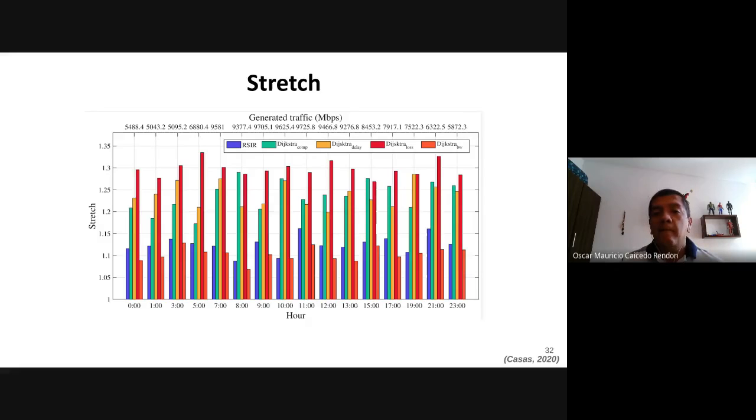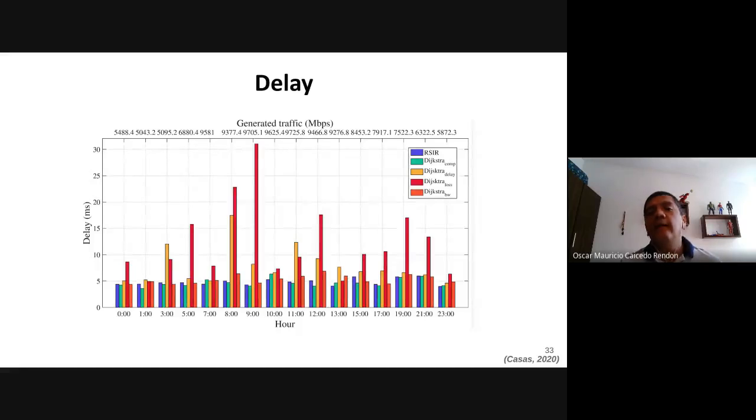But in this case, RSIR obtains a stretch a little higher, 3% higher than Dijkstra based on bandwidth. In terms of delay, what happened around the delay of the network? In this case, RSIR has better behavior than Dijkstra composite, Dijkstra delay, Dijkstra loss, and Dijkstra bandwidth. This means that RSIR uses the shortest path less congested in order to obtain less delay. That's the meaning of this result.